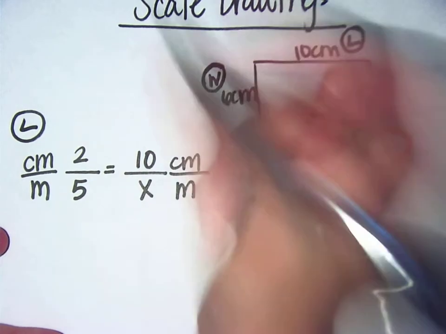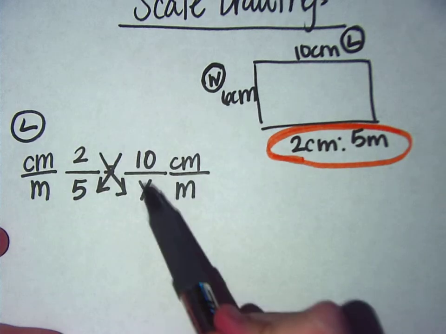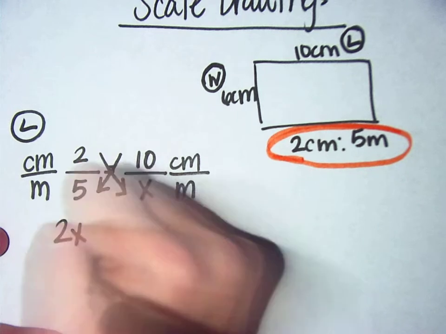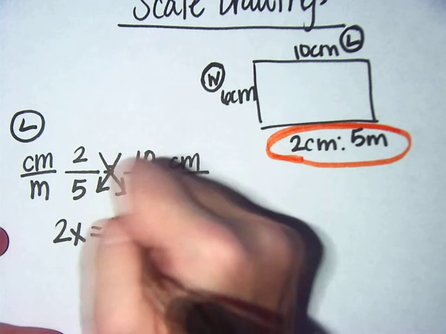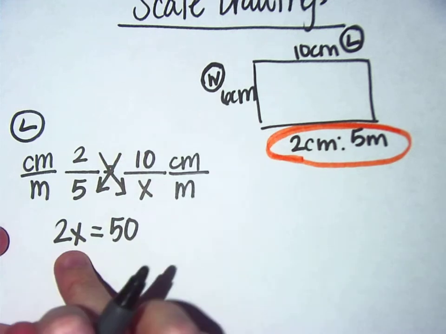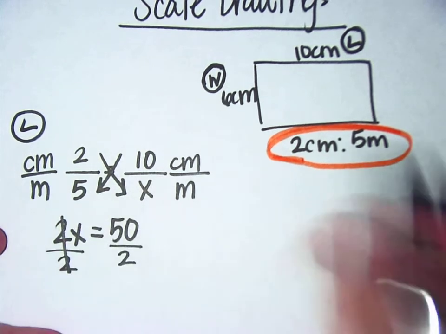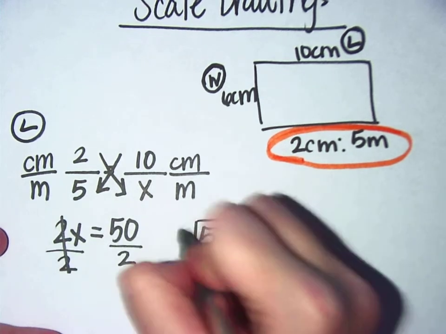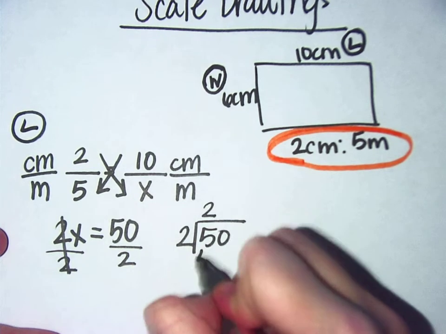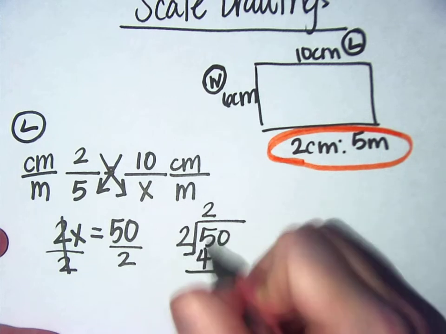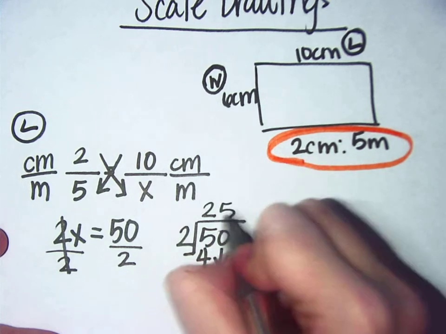Now that we've got our proportion all set, we are going to cross multiply. I'm going to multiply 2 times X, which is 2X, equals 5 times 10, which is 50. So we're solving for X. So we've got to divide both sides by 2. And now we have 50 divided by 2. 2 goes into 5 2 times. 2 times 2 is 4. 5 minus 4 is 1. We're going to bring down the 0. And 2 goes into 10 5 times.